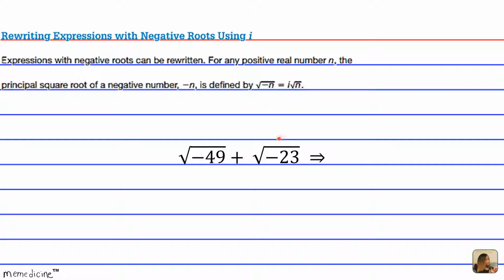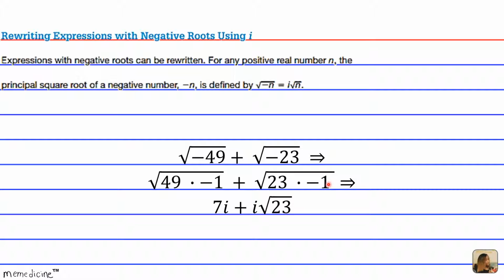All right, so let's apply this concept here. Basically we factor, we get our n terms, and we separate out the -1, or our i terms, our complex number, imaginary number portion. Okay, so our final answer is basically 7i plus i times the square root of 23.